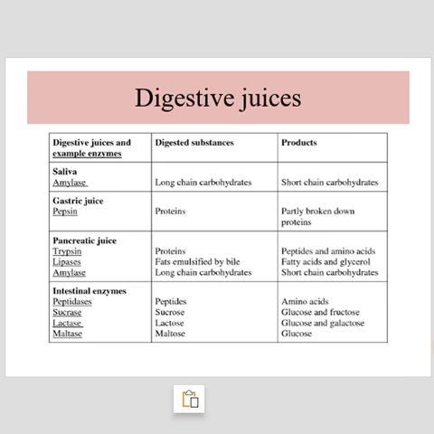At the intestine, we have the enzymes peptidase, sucrase, lactase, and maltase. So peptidase works on peptides to give us amino acids. Sucrase works on sucrose to give us glucose and fructose. Lactase works on lactose to give us glucose and galactose. And the last one, maltase, works on maltose as a digested substance to give us glucose.